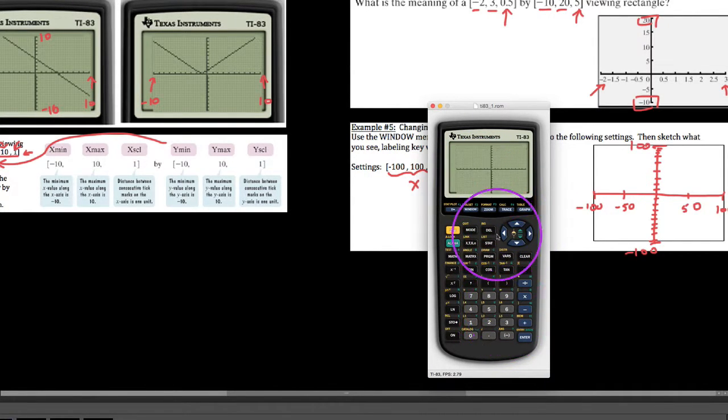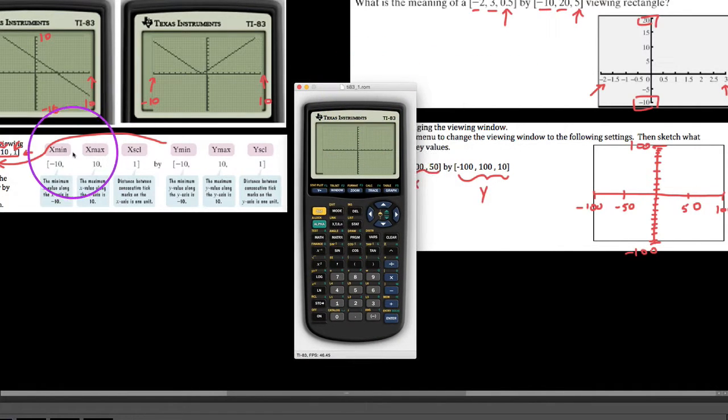Zoom standard. You'll notice that we got dropped back to our standard window, which are these values over here. And I'm also going to turn my graphs back on just by going over the equal signs and hitting equal again and turning them back on.